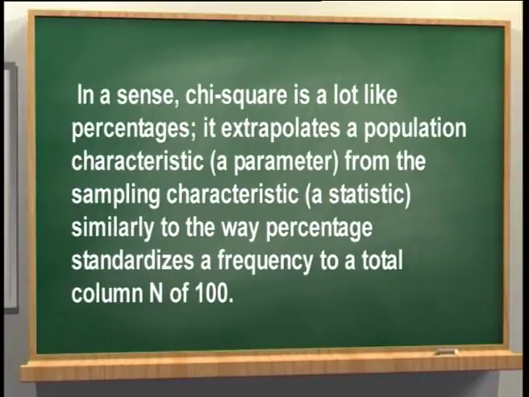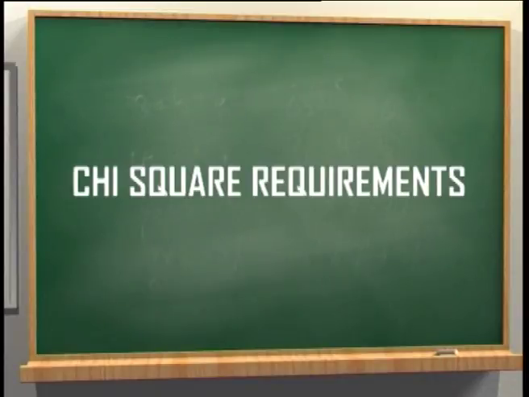In a sense, chi-square is a lot like percentages. It extrapolates a population characteristic, that is a parameter, from the sample characteristic, that is a statistic, similarly to the way percentage standardizes a frequency to the total column n of 100. But chi-square works within the frequencies provided by the sample and does not inflate or minimize the column and row totals. Chi-square is a non-parametric test. It does not require the sample data to be more or less normally distributed, as parametric tests like the t-test do, although it relies on the assumption that the variable is normally distributed in the population from which the sample is drawn. But chi-square, while forgiving, does have some requirements.